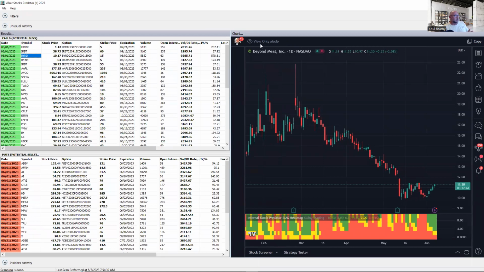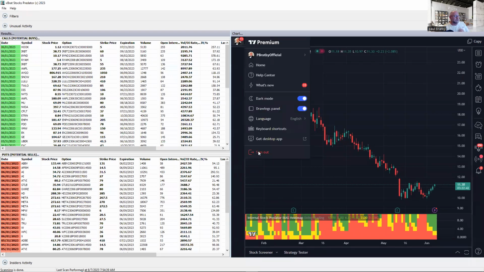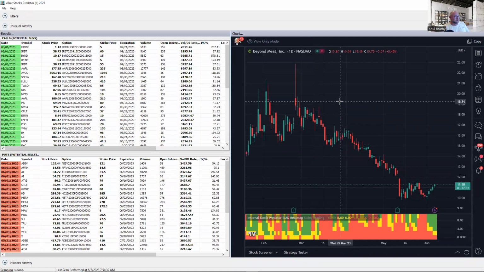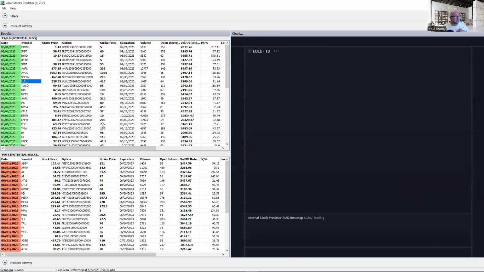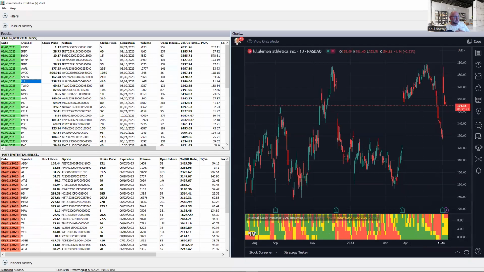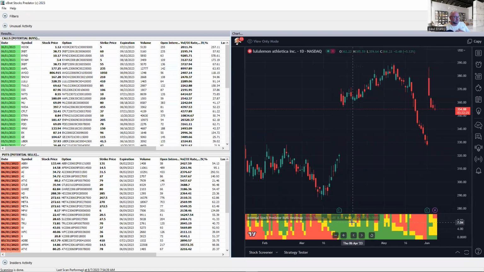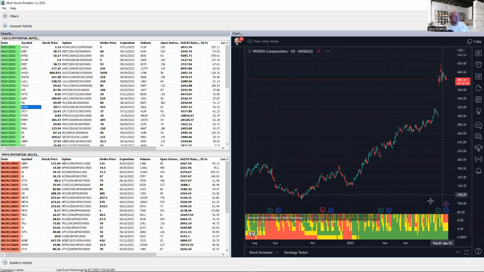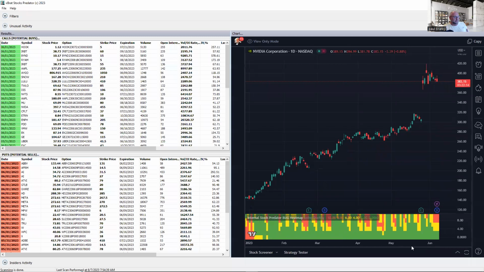So it's view only mode, but you can log in if you've got a TradingView account or even open a free one to your account. Mine's little pictures up there, takes away the advertising. So if I go to LULU, for example, click on LULU, it opens up the chart and automatically gives you the swing trading bias depth heat map already. Okay. Yeah, it'll work on a VPS as well. NVDA, do the same thing. Heat map comes up already.